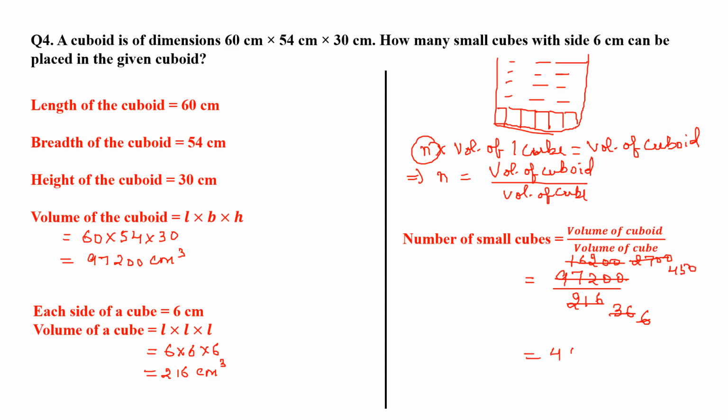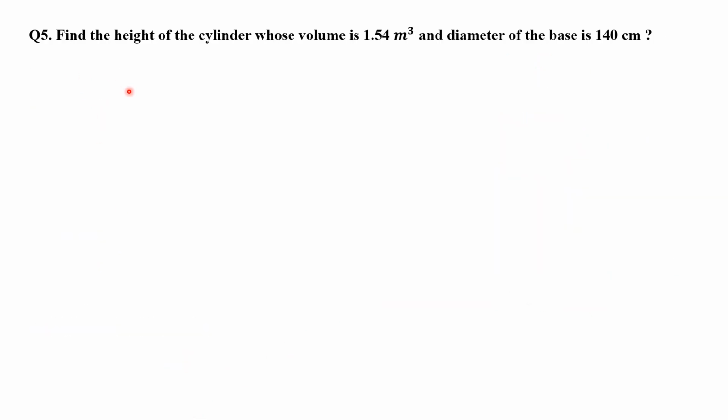So 450 small cubes can be placed in the cuboid. Okay. Question number 5. Find the height of the cylinder whose volume is 1.54 meter cube and the diameter of the base is 140 centimeter. So volume is given, diameter is given. But you have to be very careful.